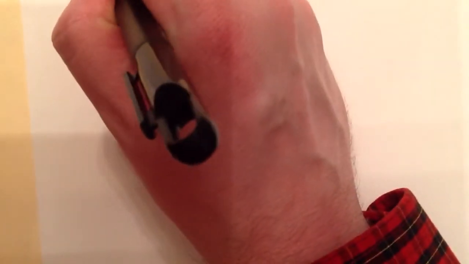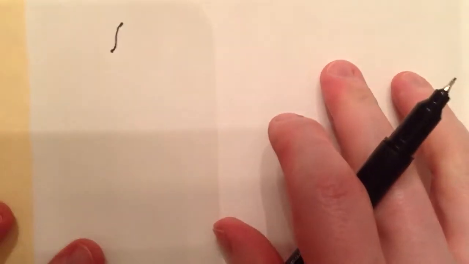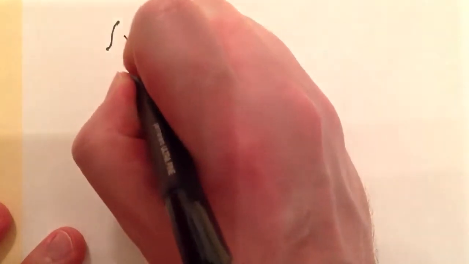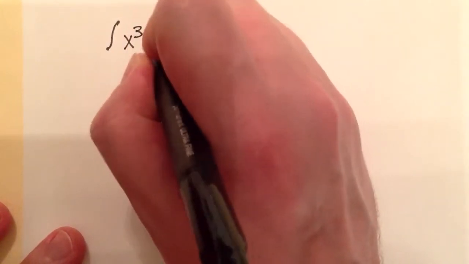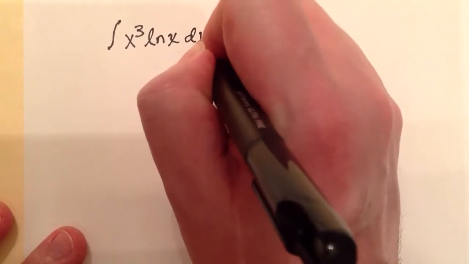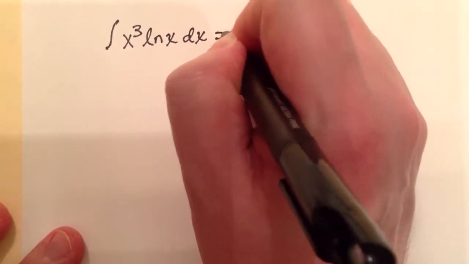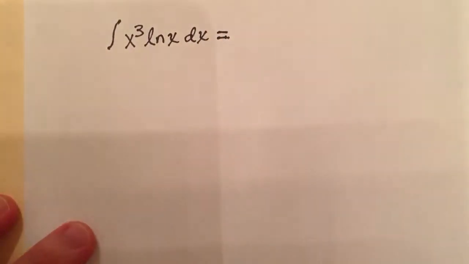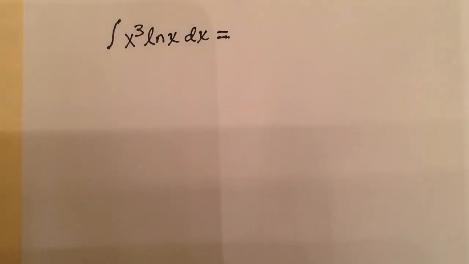Okay, for what we have in worksheet number 5, in the first problem we are looking at the integral of x cubed times the natural log of x dx. In this particular problem, with the integration by parts, we're looking at setting u equal to the natural log of x, while dv is set equal to x cubed dx.